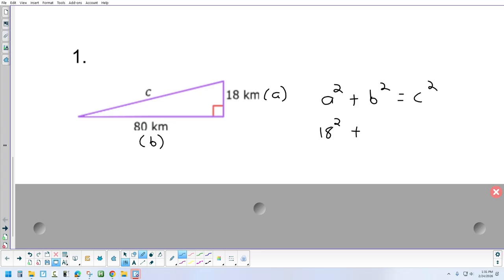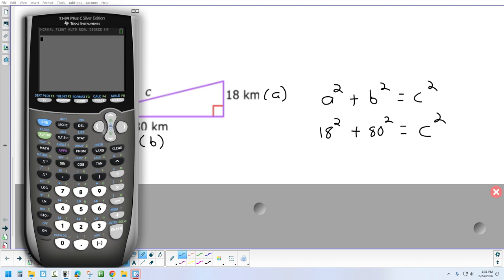Miriam, what are we going to plug in for B? Yeah, 80. And what about for C? Do we plug in anything for that? Nathan? No, because that's the letter. You always have to have one letter. That's the letter we don't know.